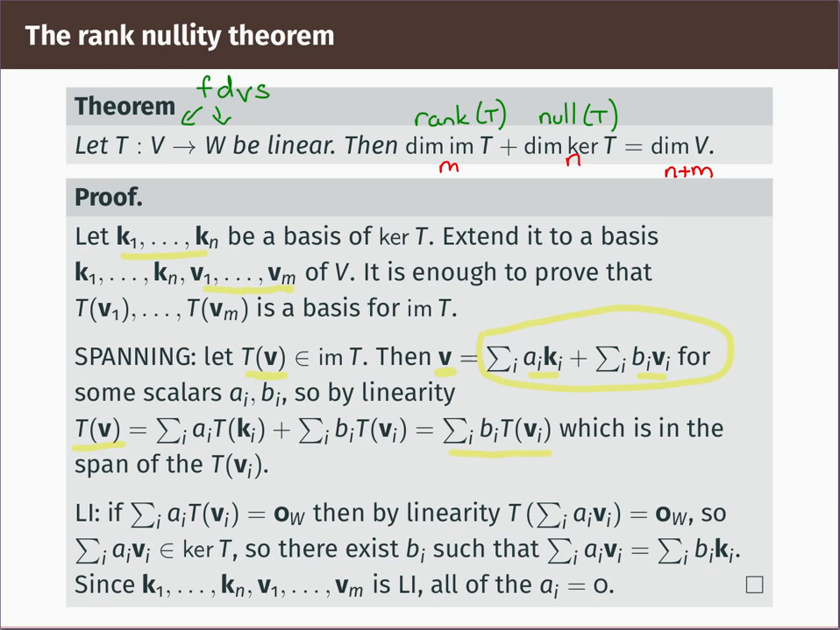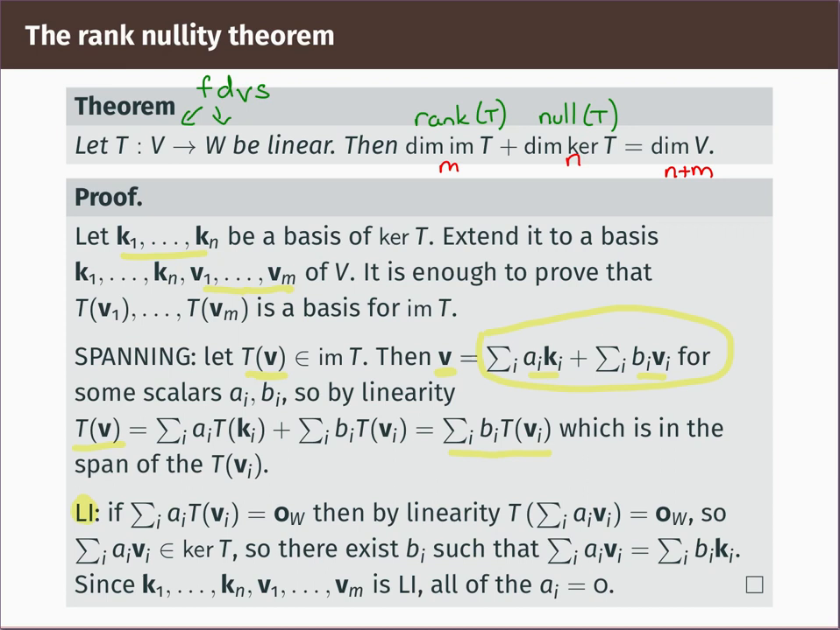And of course that, by definition, is an element of the span of the T of vi's. We've proved that an arbitrary element of the image of T is a linear combination of T of V1 up to T of Vm. And that shows that T of V1 up to T of Vm is a spanning sequence for the image of T. The thing that we have left to do is linear independence of T of V1 up to T of Vm.